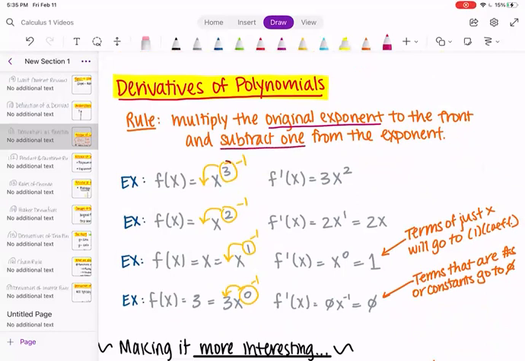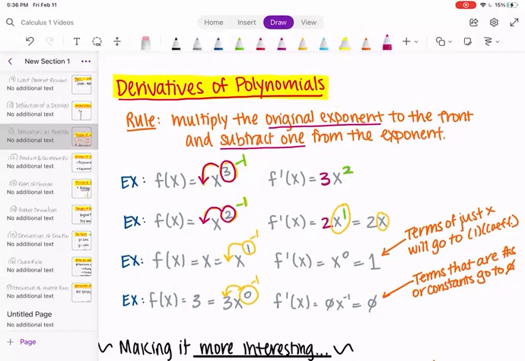Following that logic, for x cubed, we multiply 3 by the imaginary 1 in the front. That's where this 3 came from. And then we do the exponent minus 1. That's how we got this 2. So the first one follows that pattern. Let's keep going. We have x squared, multiply the 2 to the front. That's where we get this 2. And then 2 minus 1 gets us 1. If you remember from algebra, x to the 1 is the same thing as just x. So that's where that simplification happened.